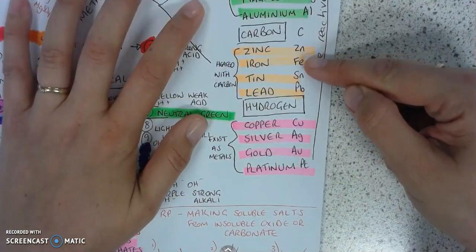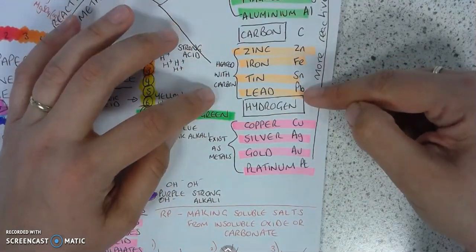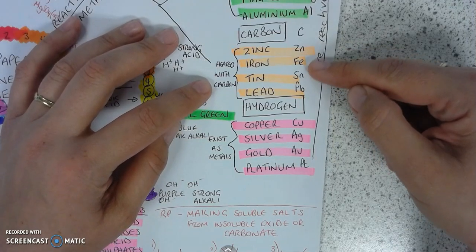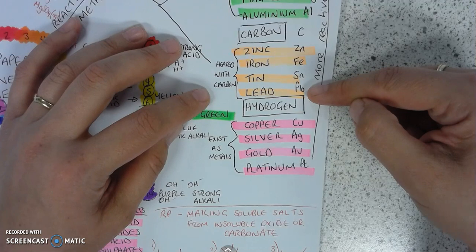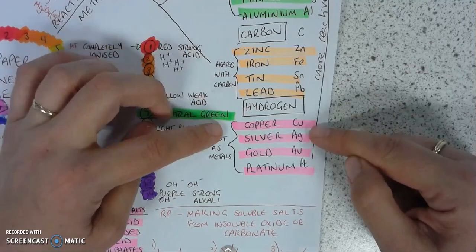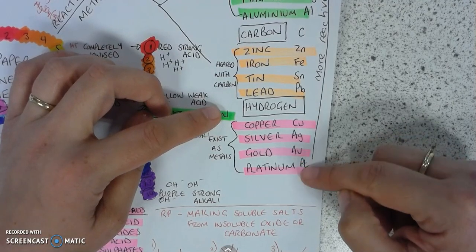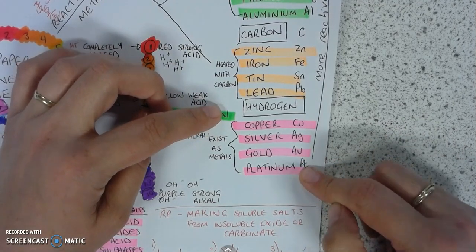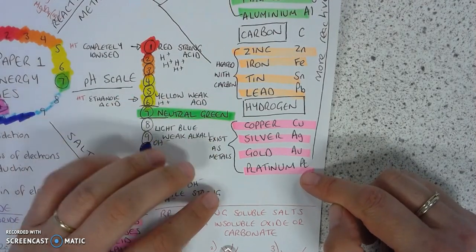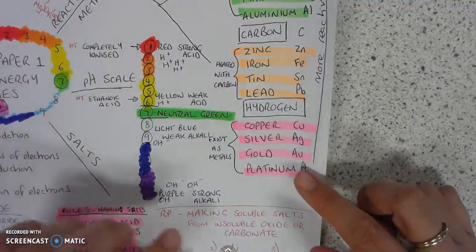If I want to extract these metals from rocks, then I heat them with carbon. So zinc, iron, tin and lead need to be heated with carbon, and that helps to extract them from the rocks. These ones at the bottom here, they basically exist as lumps of metals on their own. Copper, silver, gold, platinum, and you usually see people using these big sieves to take them out.